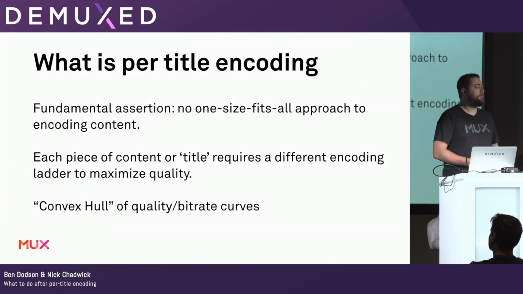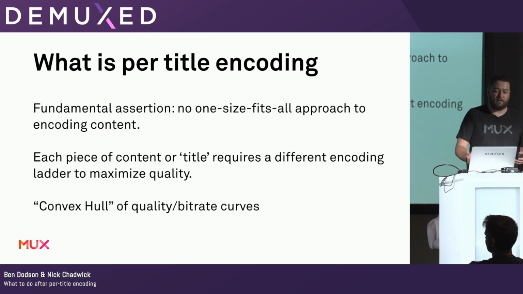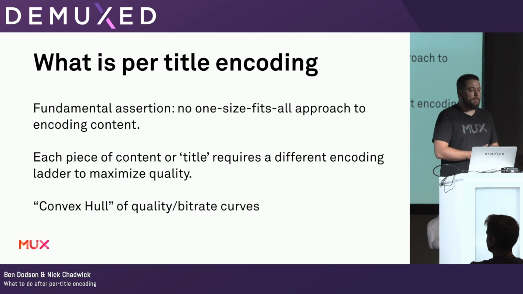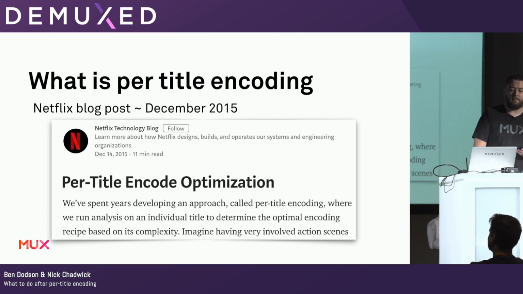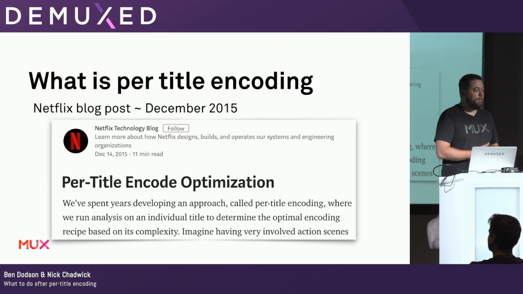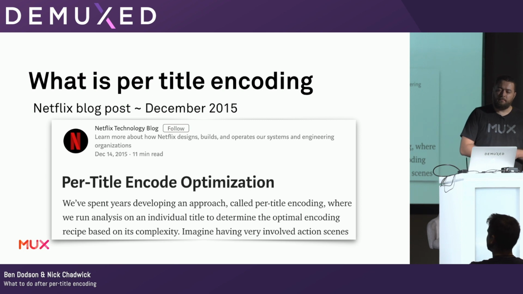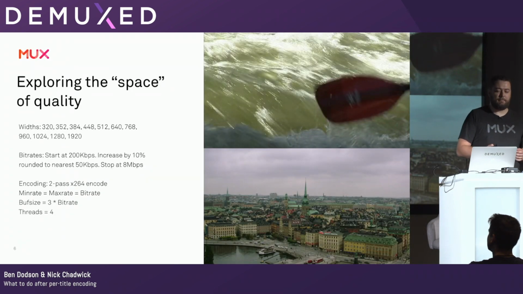Well, per title encoding starts with a fundamental assertion that there is no one-size-fits-all approach to encoding your content, that each piece of content or title in your catalog needs to be treated differently if you want to maximize quality. Now, the name came from a Netflix blog post published in December 2015, where they talked about the notion of a convex hull of quality, where if you followed the convex hull of bit rates and resolutions, you could maximize the quality that you were delivering to your users. But let's try and make that a little bit more real.